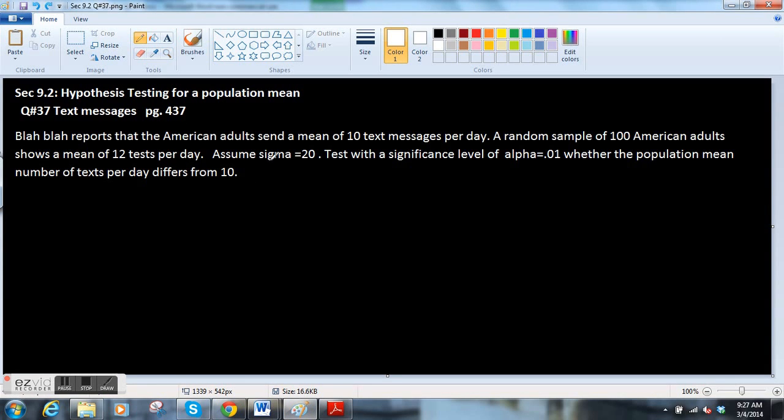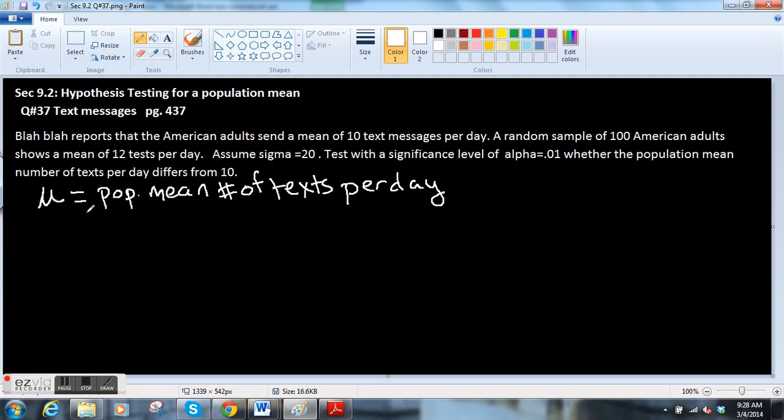So here I wrote the question again, and what I like to do when I do these problems is write down some information before I get going. So the first thing I like to write down is this. What is the population parameter we're testing? So in this case, mu equals the population mean, that is, average number of texts sent by American adults per day. I'm going to run out of room here.